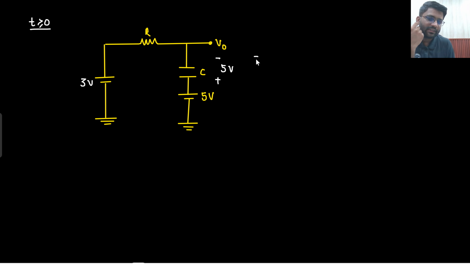Are you able to understand this point? This is our Vc, no? So it is having an initial voltage of 5 volt in the opposite direction. Now let's see at t equals 0 plus what will be the current. At t equals 0, what will be the current?